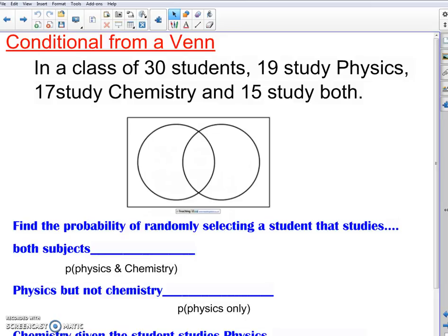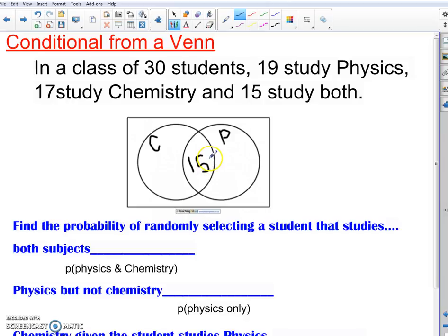Alright, so we're going to take a look at conditional probability using a Venn diagram. In a class of 30 students, meaning that there's 30 total students here, 19 study physics, 17 study chemistry, and 15 study both. So when we label our Venns, we're going to label one of these circles chemistry, and one of them physics. And then the overlap is both, so we know that 15 for sure study both of them.